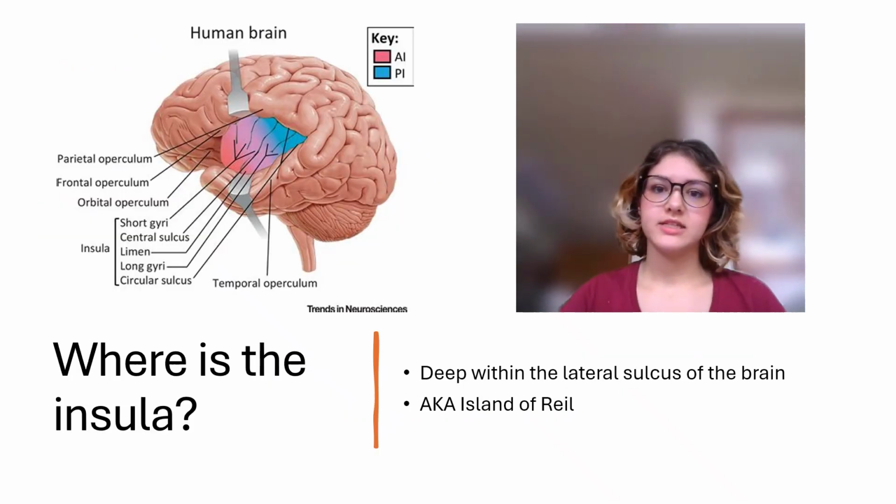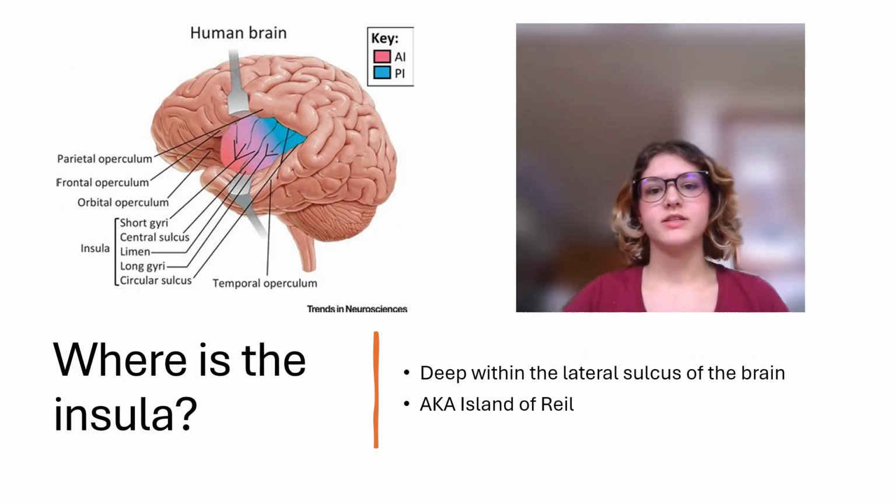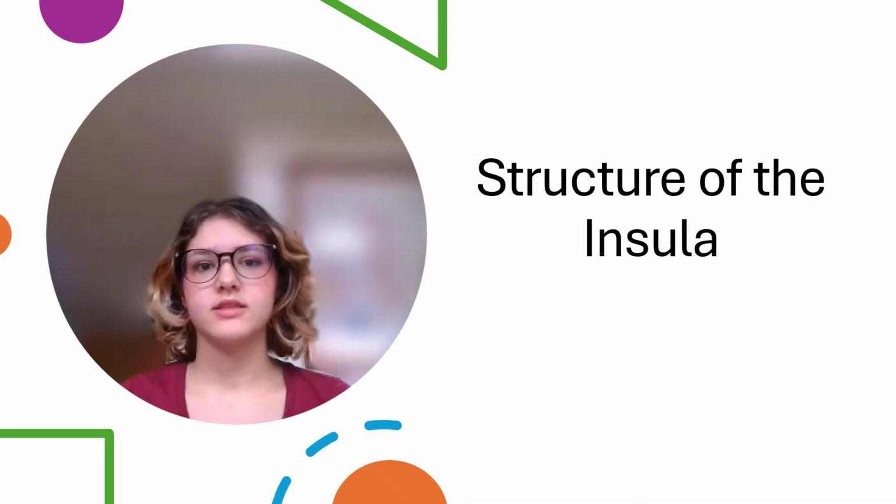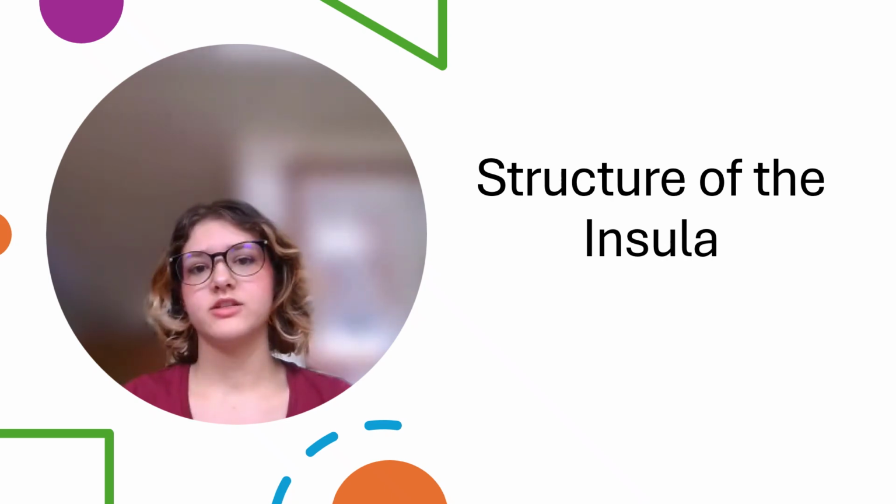The insula is located deep within the lateral sulcus of the brain. It is not visible from a surface view, which has made it particularly hard to study. The insula has also been known as the island of Reil because it was initially discovered by Johann Christian Reil in 1809. Now that we know generally what the insula does and where it is, let's get into the structure of this amazing and complex brain area.